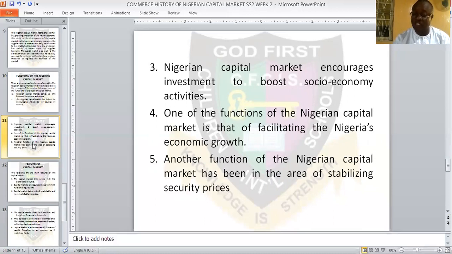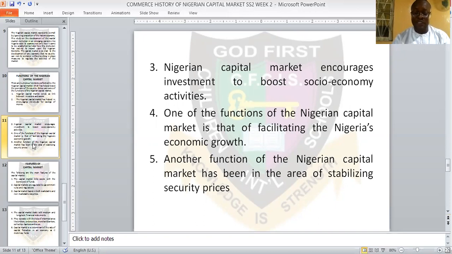So the fourth function of the Nigerian capital market is facilitating economic growth. It has helped the Nigerian economy to grow a lot. So that is another function of the Nigerian capital market.